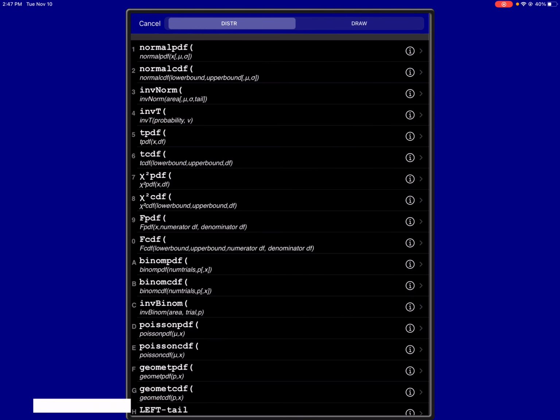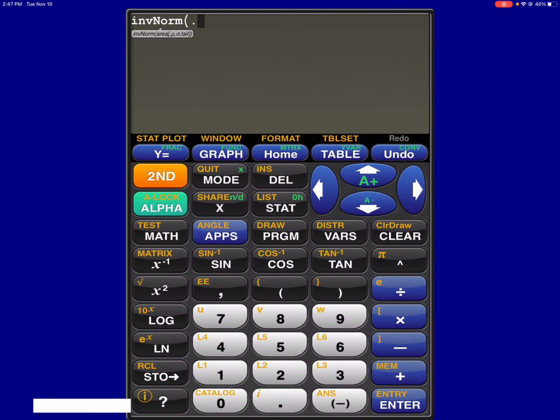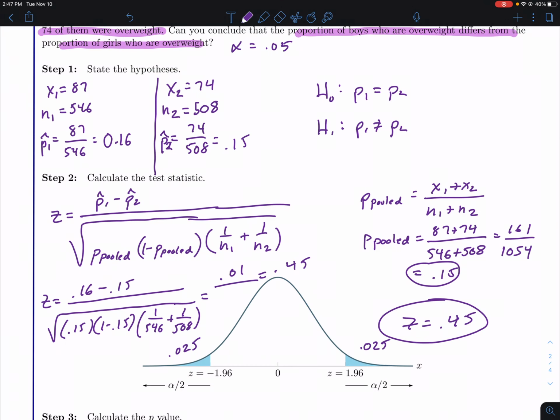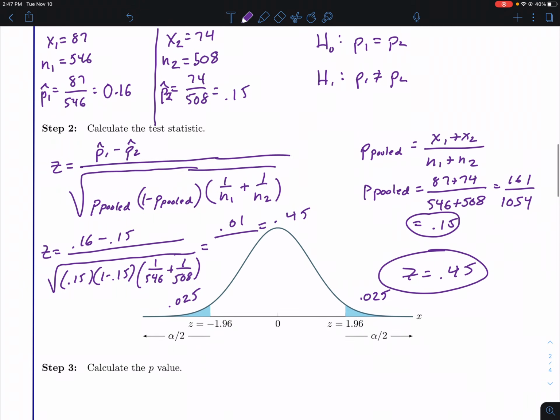So if I do second vars inverse norm 0.025 comma 0 comma 1, then that should give me negative 1.96, which is what I got, which is perfect. And since this is symmetric, I get it at the upper level for free, because remember this is a two-tailed test, so we want to make sure that we actually do both tails.